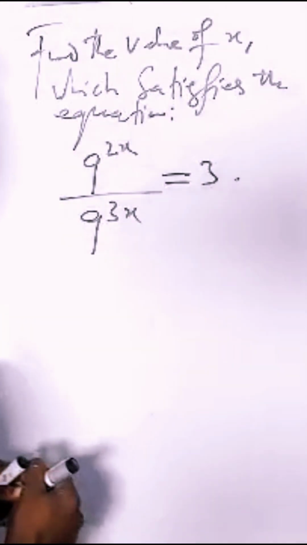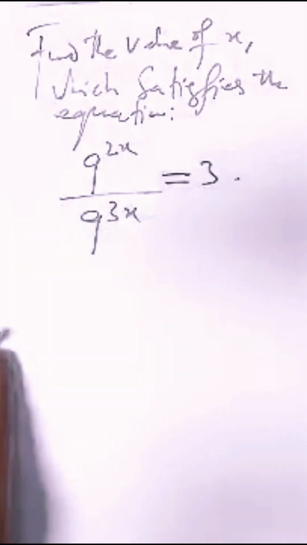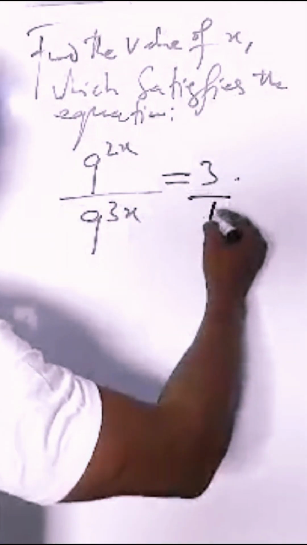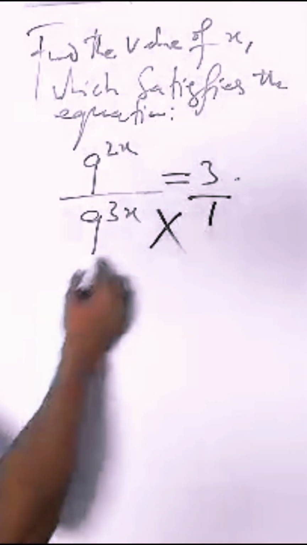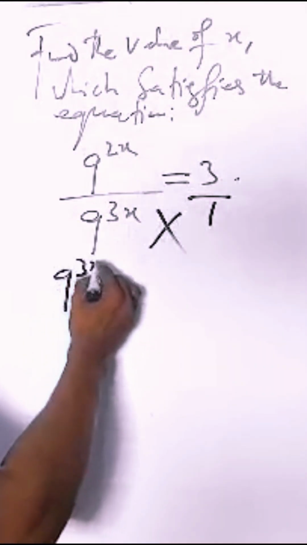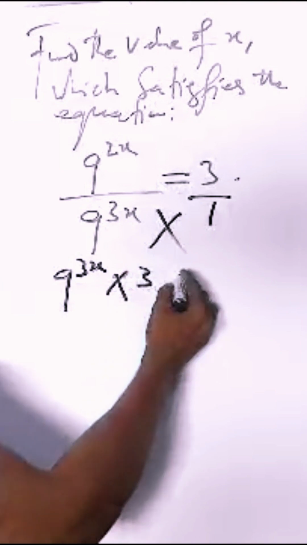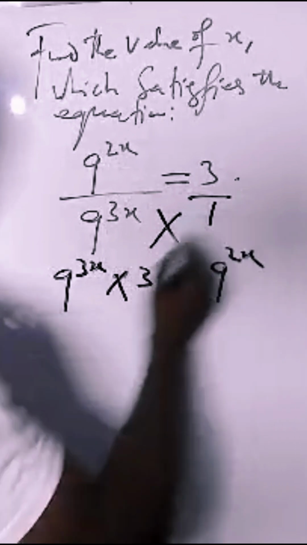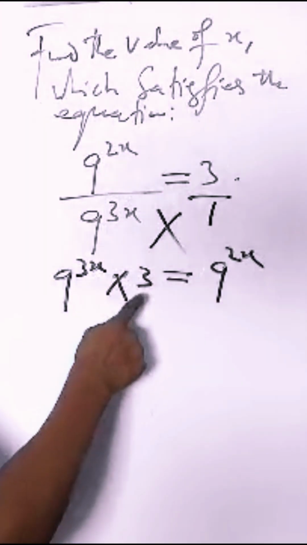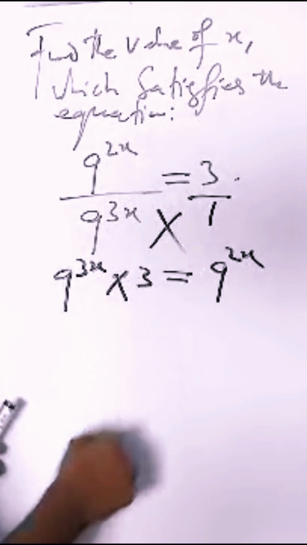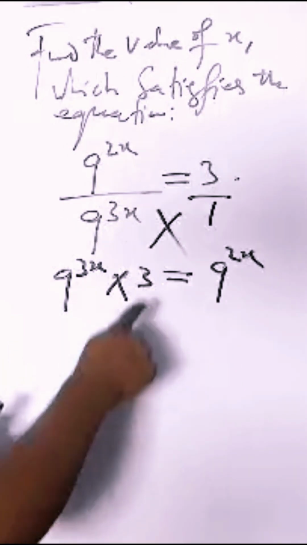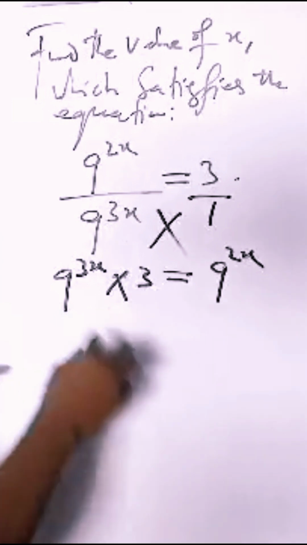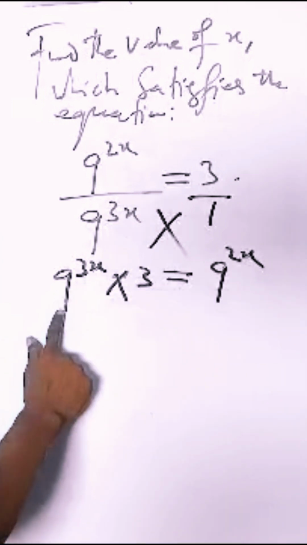So what do we do at this point in time? Don't forget, this expression could be written as over 1. So we can cross multiply. When you do that, you have 9 raised to 3x times this 3 here, and that is equal to 1 times 9 raised to 2x. Now don't forget the smallest base here is 3. So what do we do with that? We start thinking on how the smallest base could be used to multiply itself in order to produce the bigger base here, which is 9.